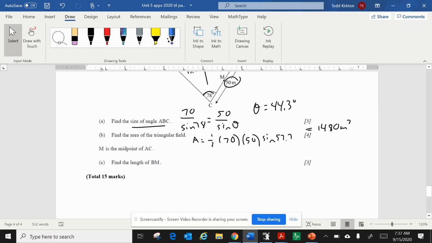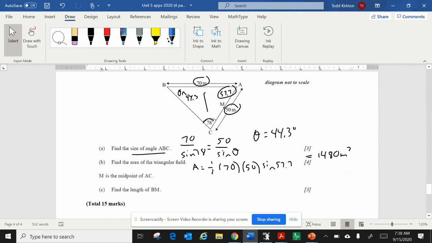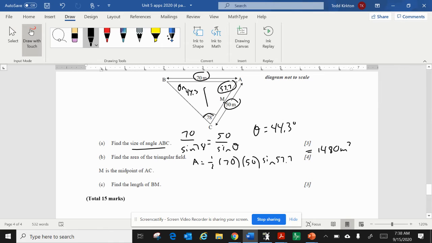And then the last one here says find the length of BM. So that is this piece going right down through the middle here. If it helps, draw a separate triangle. It says M is the midpoint, so that means this side is 25, this is still 70, and the angle in between is 57.7. So I have a side angle side. I don't have my angle side pair, so I can use cosine rule, and this is the side I'm going to find. This is BM.